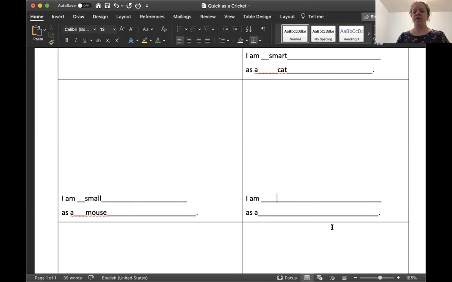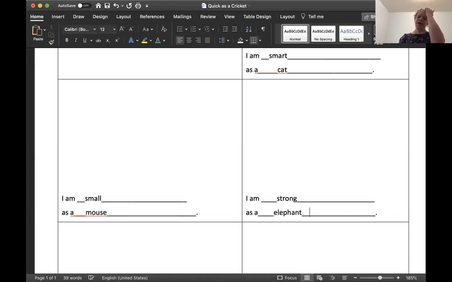Or maybe I have a student that feels like they're very tall. So I am tall as, what would be a tall animal? Tall as a giraffe. Or I am tall as, yeah, right? Or maybe I want to say I am strong as an elephant.